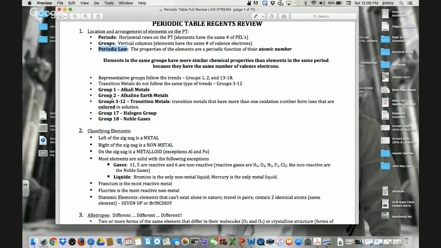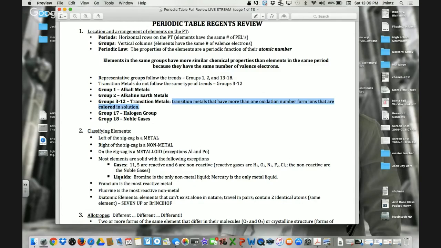So here are your group names, and these have specific names because they have similar characteristics and react in similar ways. Group 1 are the alkali metals, group 2 the alkaline earth metals, groups 3 through 12 are the transition metals. What the Regents loves to ask about is colored solutions. Transition metals tend to form colored solutions, so that's something you should memorize.